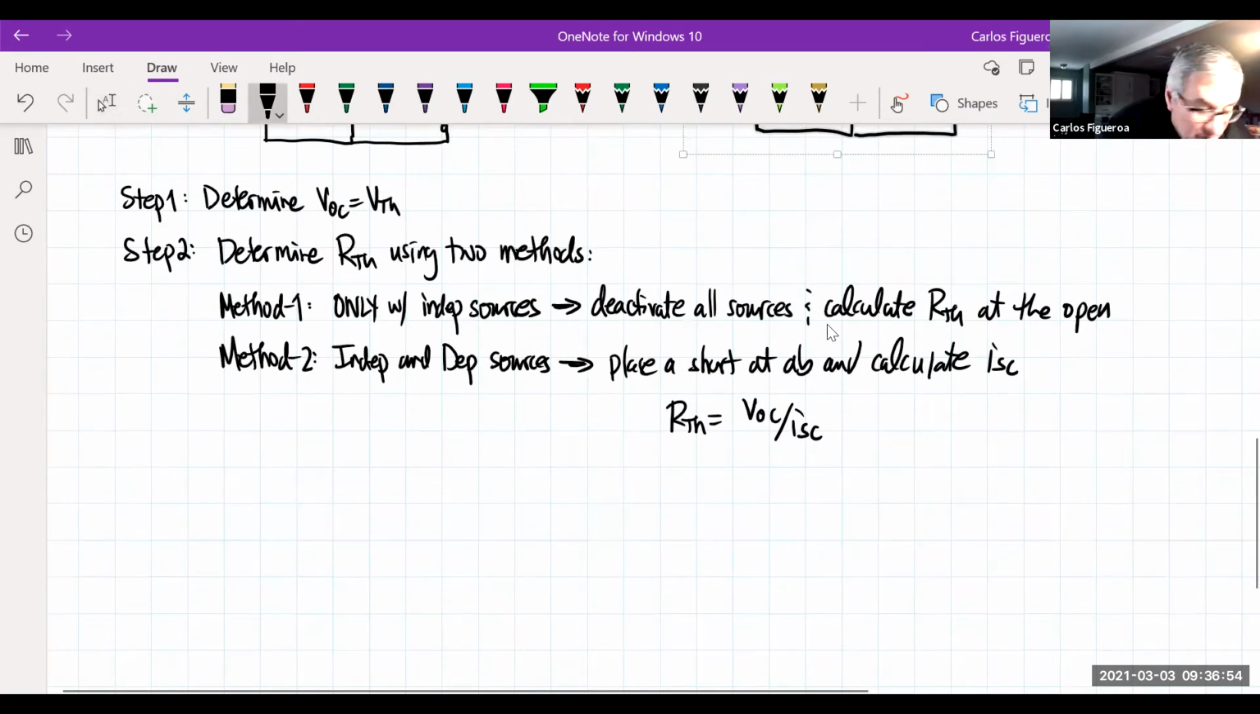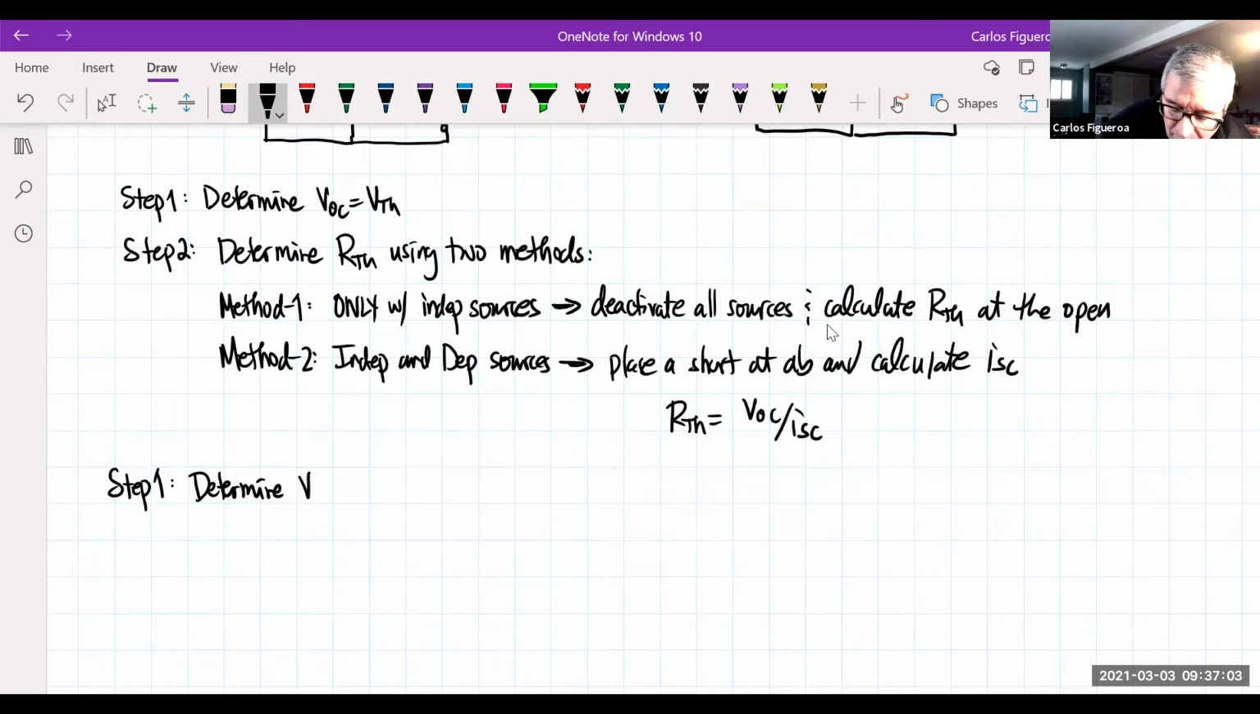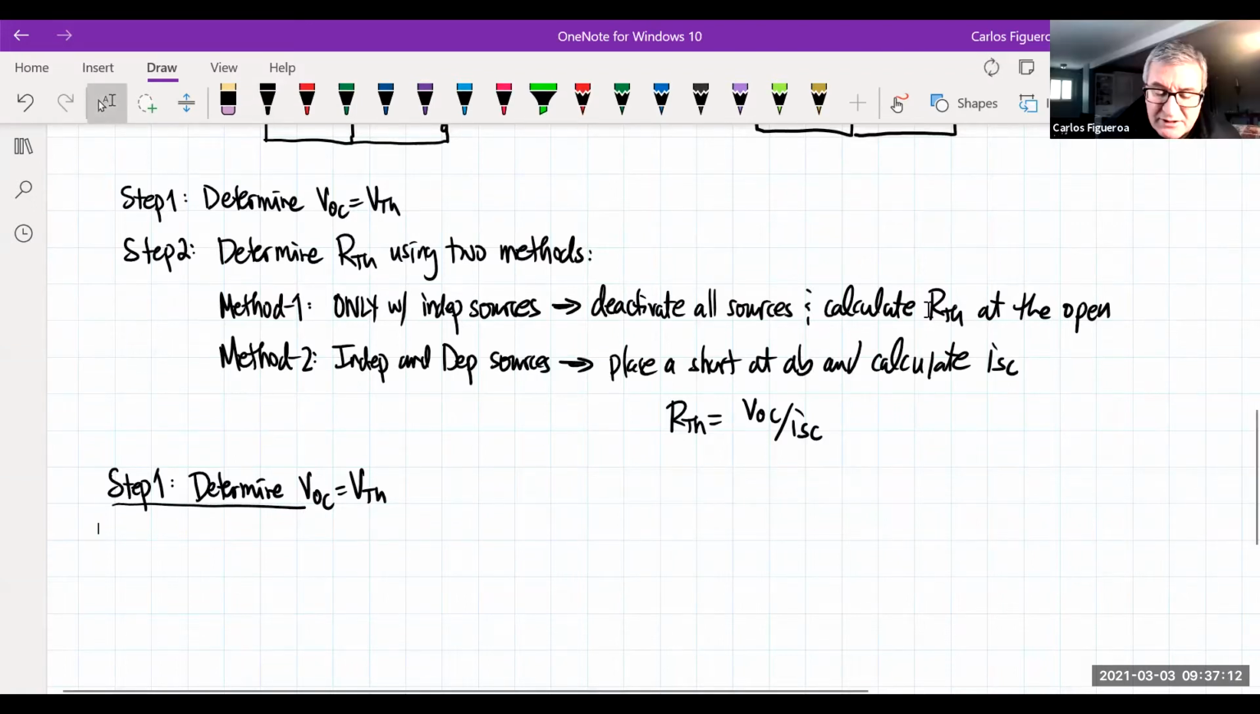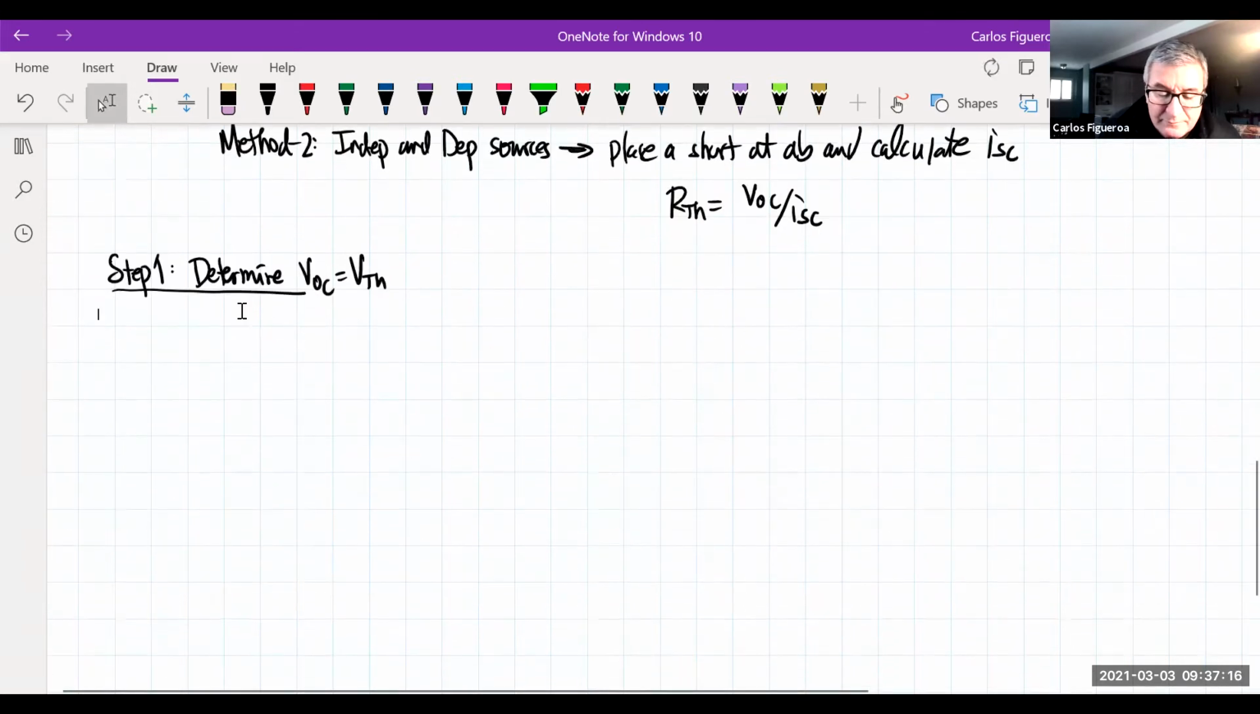Step one. So the first thing that I'm going to do here is that I want to determine VOC, which is the same as VTH. So when you're looking at this circuit here, what you're seeing here is that VOC is always calculated the same way no matter what.